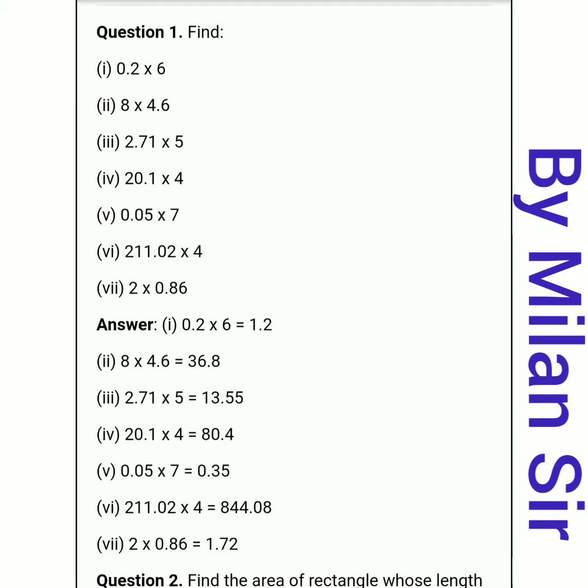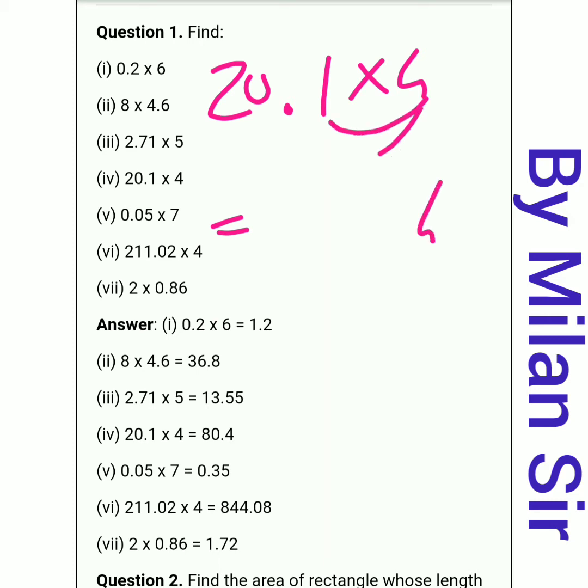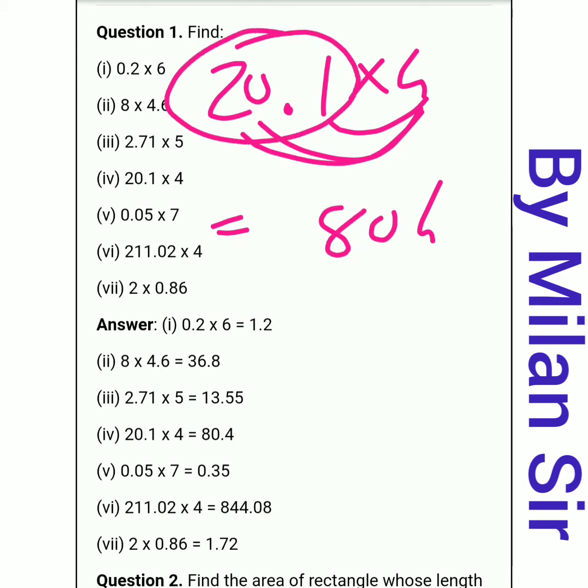So question number 4, 20.1 multiply 4. So ignore the decimal point and write the answer of the multiplication. So 4 ones are 4, 4 into 0 is 0, 4 twos are 8. Now here before one digit the decimal point is there, so in the answer also before one digit we need to put the decimal point, so 80.4 is our answer.